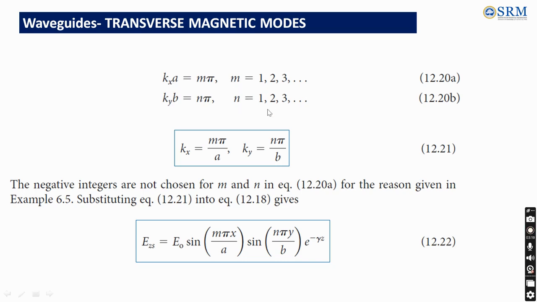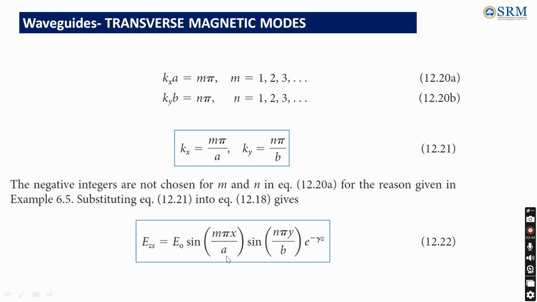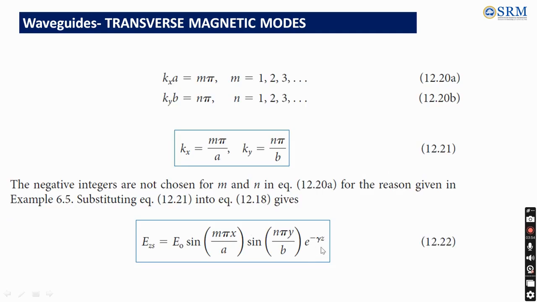The integer values range from 1 upward, where kx is nothing but, from this equation, m pi by a, and ky is nothing but n pi by b. So negative values we can't take. Okay, and we are going to substitute these kx and ky in this 18th expression and rewrite Ez as E0 sine, for kx it is m pi x by a. Similarly sine ky, instead of ky, n pi y by b, into e power minus gamma z.